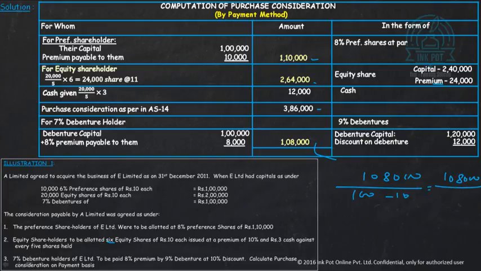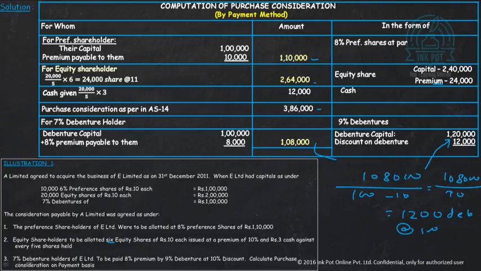1,08,000 divided by 90, which will calculate that we are having 1,200 debentures of rupees 100 each. That will become 1,20,000 here, and 12% discount, that is going to come rupees 1,08,000.